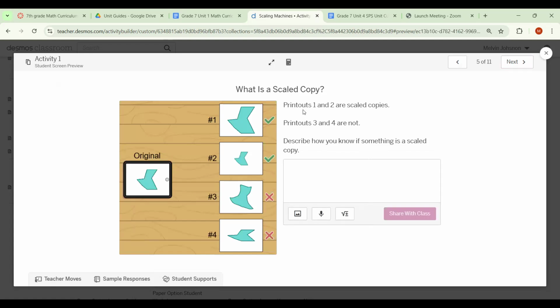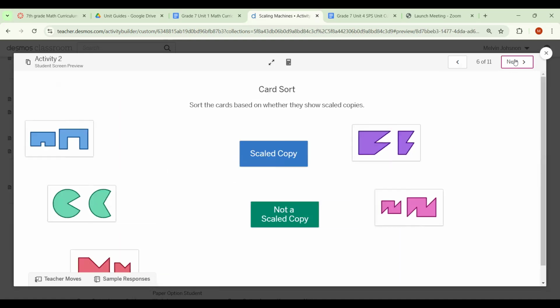Now, printouts 1 and 2 are scaled copies. Why? Because it looks just like the original. See that? They look just like the original. But 3 and 4 are not because they don't look like the original. The angles are different. The edges are different. Everything is different. Okay, move on. So now I want you to sort the cards based on whether they show scale copies.